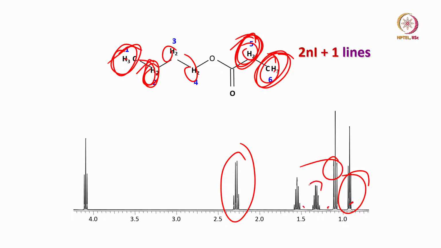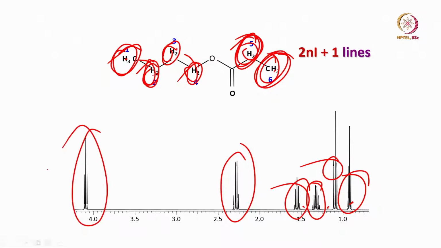Like I said in the previous example, this is a very complex one. This is going to be like this, whereas this one is going to be a triplet of triplets like this. Whereas this is the only isolated CH2 group, which is coupling only with this, not any of the other protons. So this is going to be a CH2 triplet.